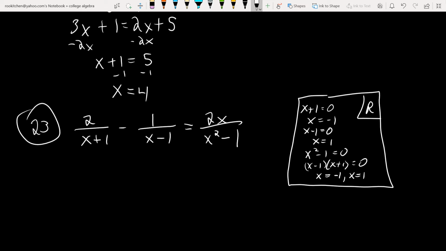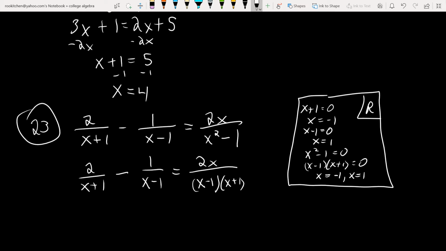Okay, what am I going to do now? So now I'm going to multiply through to get rid of all of the fractions. And that means to multiply by something that's divisible by x plus 1 and x minus 1. On the right-hand side, it sometimes helps if you go ahead and factor that, right? So let's go x minus 1, x plus 1. Okay, so on both sides, I'm multiplying by x minus 1, x plus 1. Over here, x minus 1, x plus 1.